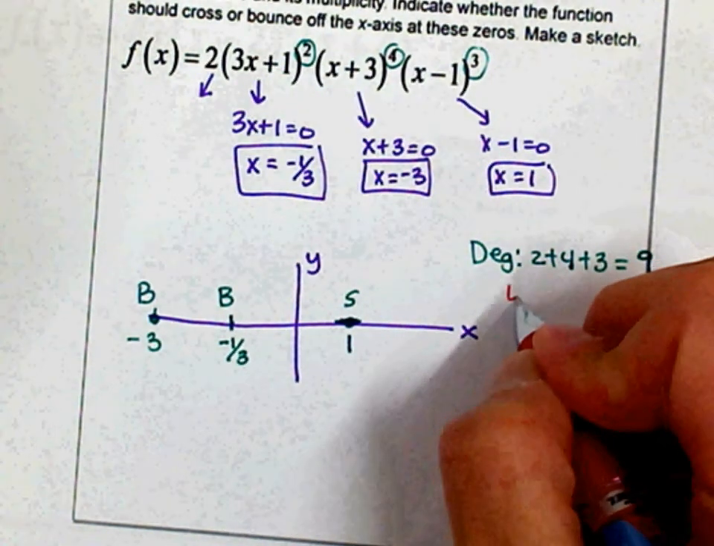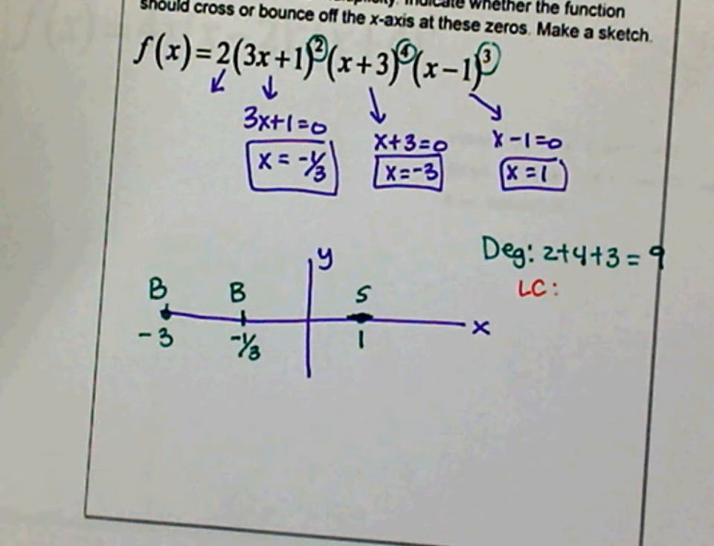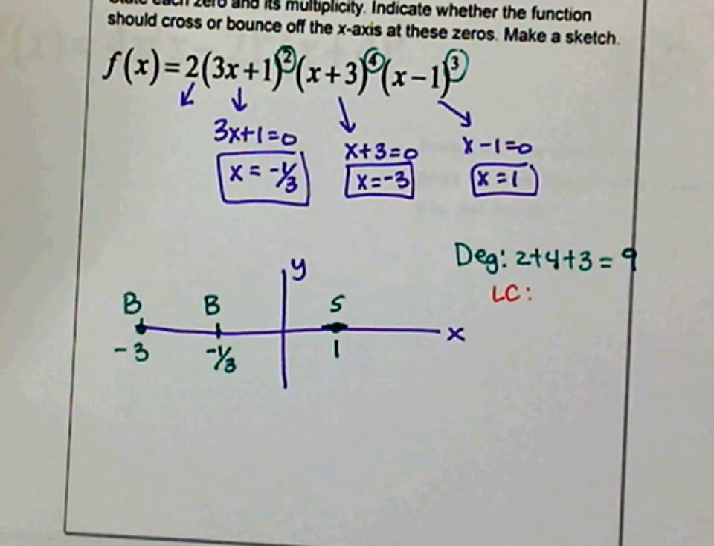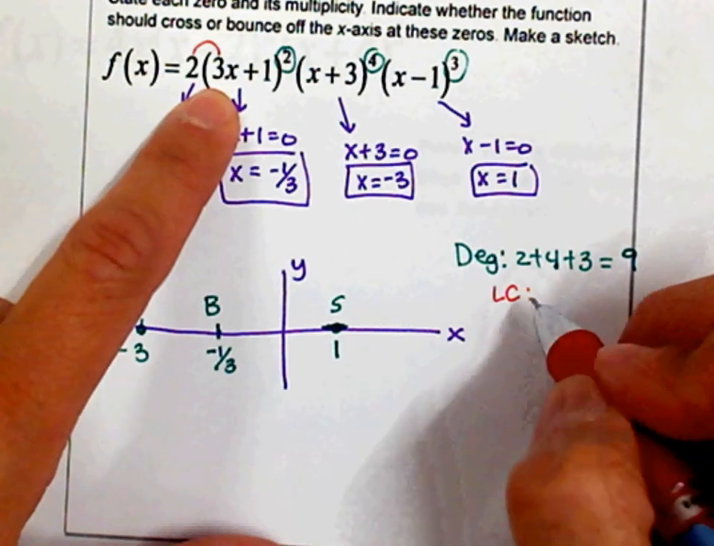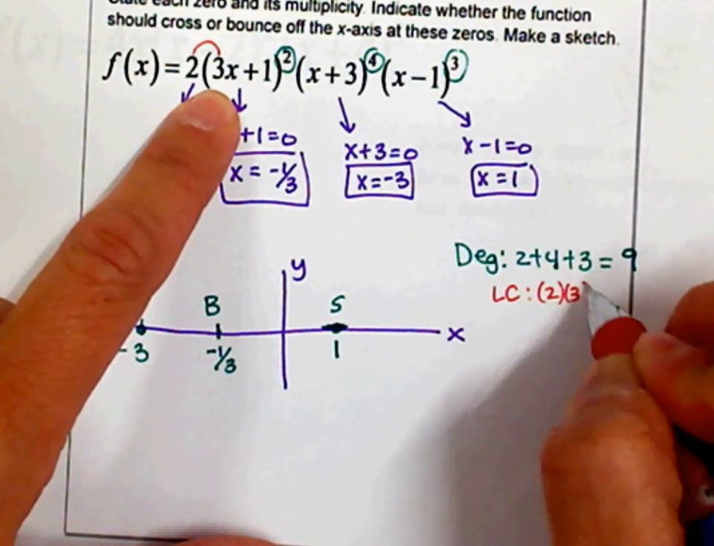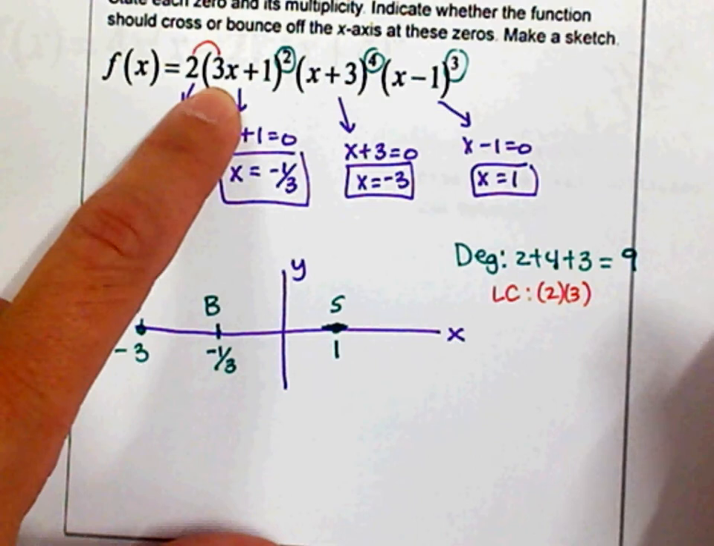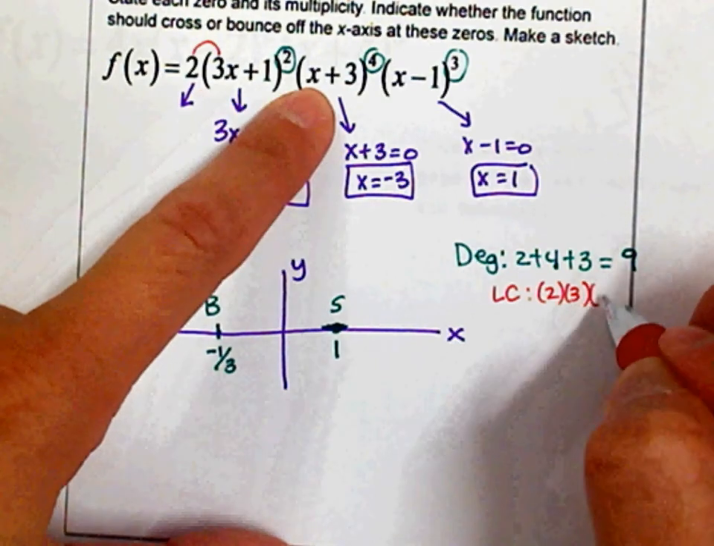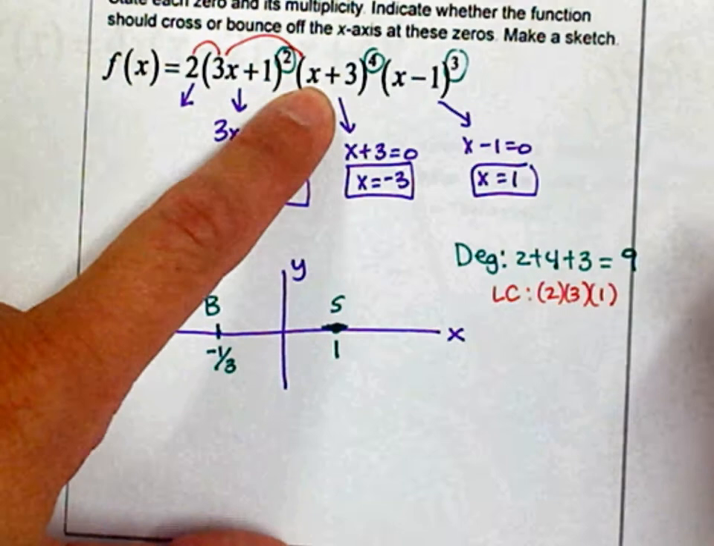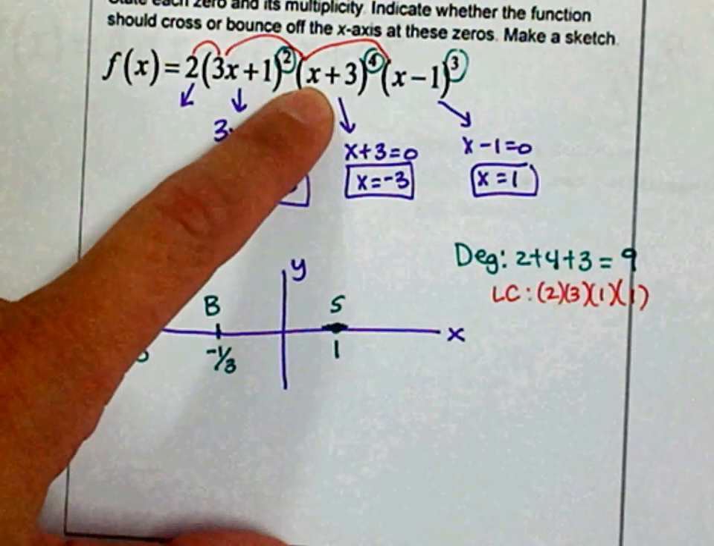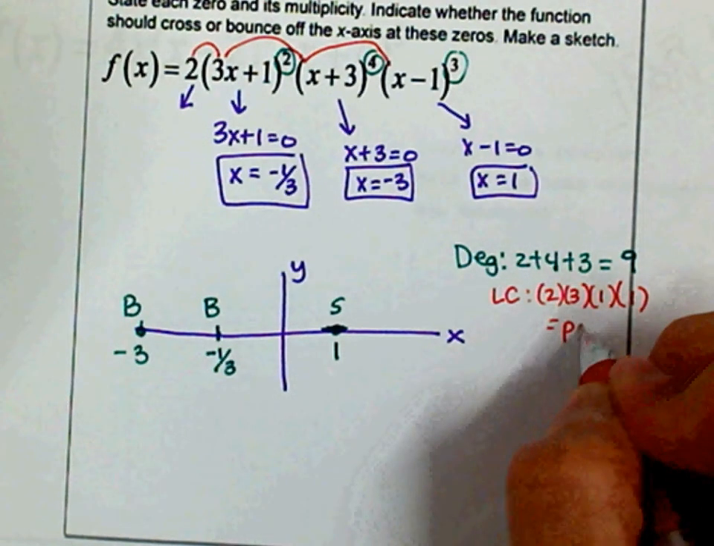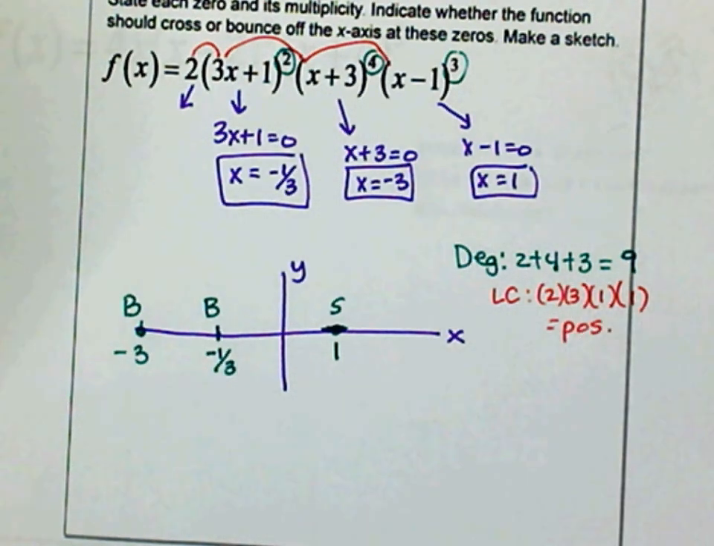You don't actually have to do the math in your head. You just need to know if it's plus or minus. 2 times 3, plus or minus? Positive. Times 1, positive or negative? Times another 1, positive or negative? Positive. I'm just going to write POS for positive. I guess I should write it out for those who are not here. So it's positive and it's odd.